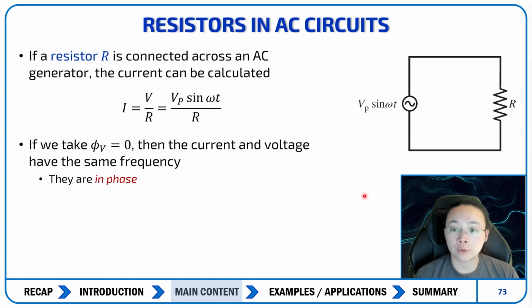Now we want to take a look further into resistors in AC circuits. So a resistor R is connected across an AC generator. So keep in mind, we're still taking a look at circuits, but now the battery has been replaced by a circle with a wave. This represents an AC source. And we can calculate the current by using I equals V over R, same equation for Ohm's law, but we replace V with our equation for AC voltage. So we have Vp sine of omega t over R. If we take the phase shift as 0, then the current and the voltage are going to have the same frequency, and we call that being in phase.